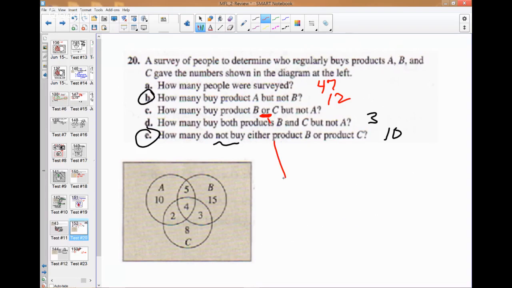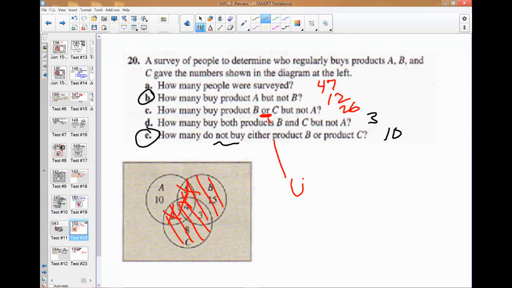So when you see that, you got to think in your head, you got to do a union. So where's B union C? It's just B and C together. So all we'd have to do is add all those numbers up, except we don't want A. So we're going to throw that out, we're going to throw that out, and we're going to throw that out because those are in A. So what remains? 15 plus 3 plus 8. Okay, and then I have two others that I answered already.